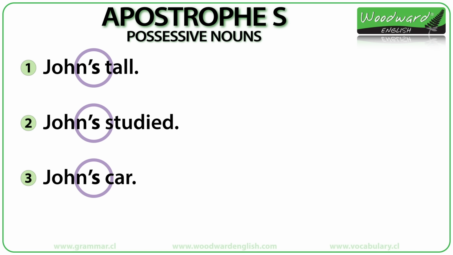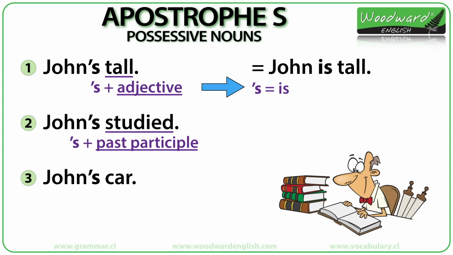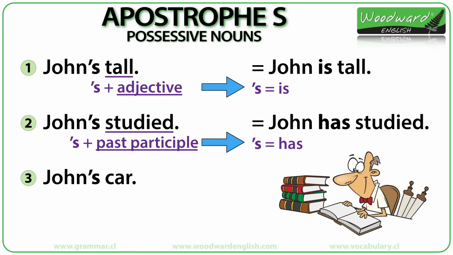When an apostrophe S is followed by a past participle, like in the second example, John's studied, then the apostrophe S is a contraction of has. John's studied is a short way of saying John has studied. Remember that regular past participles end in ed. A sentence with has plus past participle is in the present perfect tense.